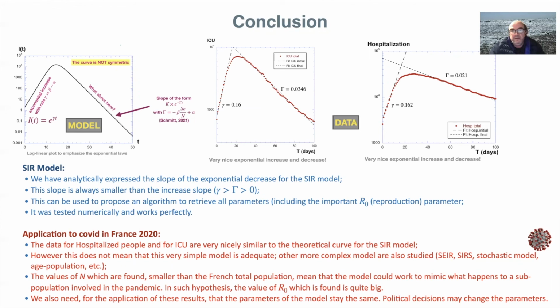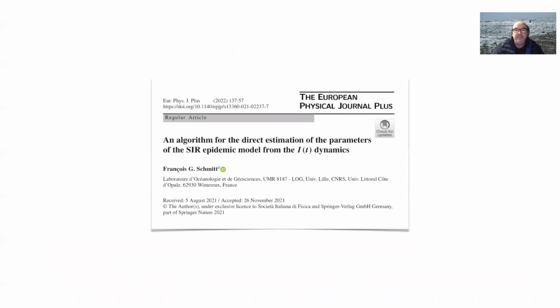We also need the parameters not to change over time. Of course, they are changing because governments take different measures to try to limit the epidemic. So all these are strong limitations of the application of this algorithm to real life. This work is published in the paper indicated here, which was published in early 2022.